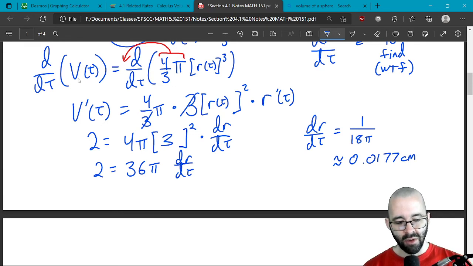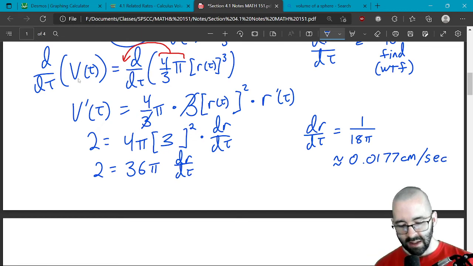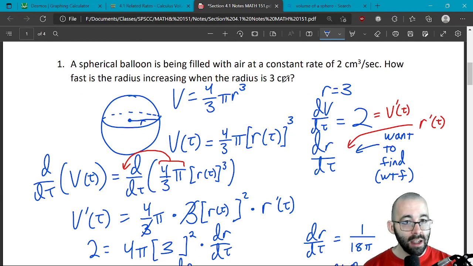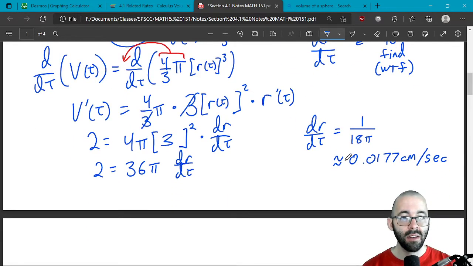Rate of change of the radius in centimeters over time in seconds. So if the volume of a sphere is growing at 2 centimeters cubed every second, then when the radius is 3 centimeters big, it's growing pretty slowly.